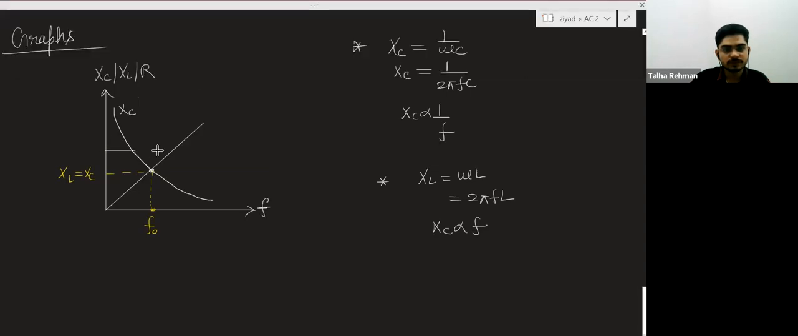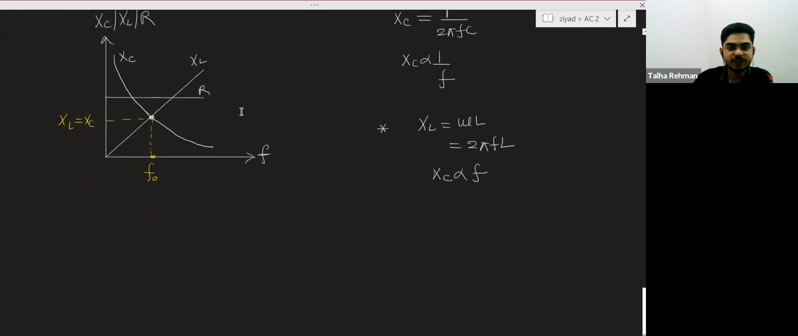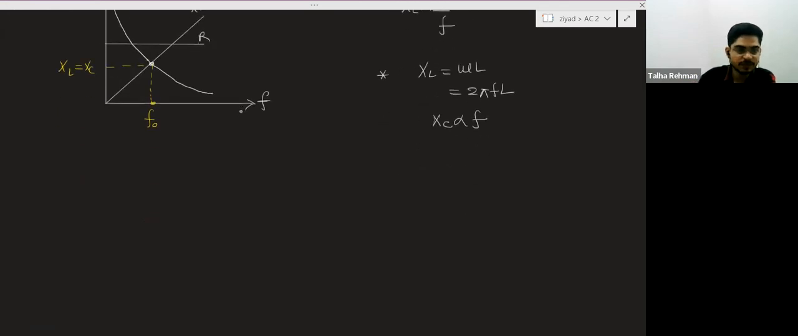So resistance will be like this. This is the graph for the XL. This is for resistance. This is the first graph. Now we will discuss the graph of impedance versus frequency. Impedance versus frequency. This is the first graph.